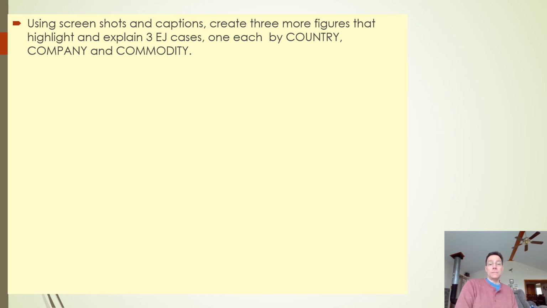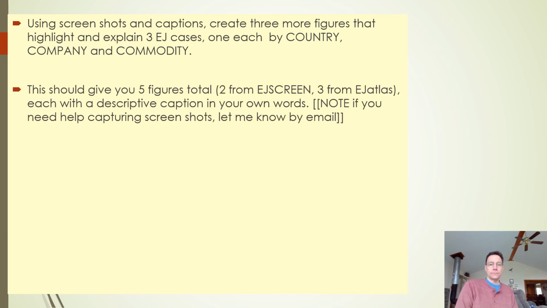And then do another one that's based on a company, like Monsanto as my example, and talk about in your caption to that figure what are some of the issues that Monsanto is causing or creating or helping to create in an environmental justice sense. And then your third one is going to be on a commodity, like let's say water, and you're showing a figure that shows some of the water environmental justice issues around the world, and then give me a little caption that sort of explains what some of those are.